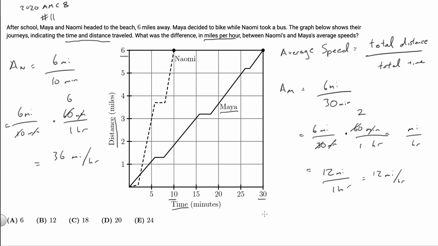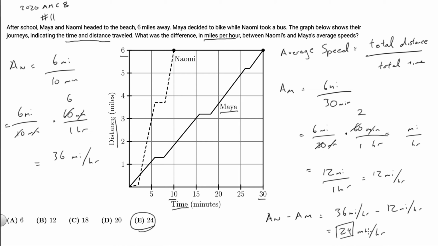And so let's take a look at this. We have A sub n minus A sub m, okay? And this is going to be 36 miles per hour minus 12 miles per hour. And this is just going to give us 24 miles per hour. Okay, so 24 is the answer we're looking for, giving us answer choice E.